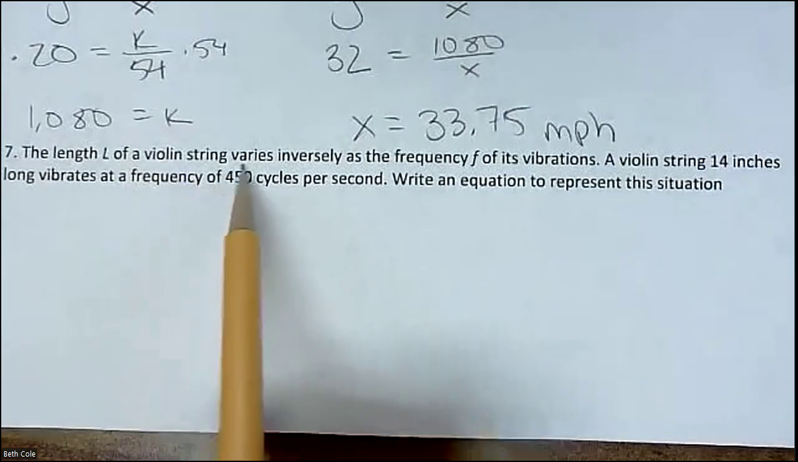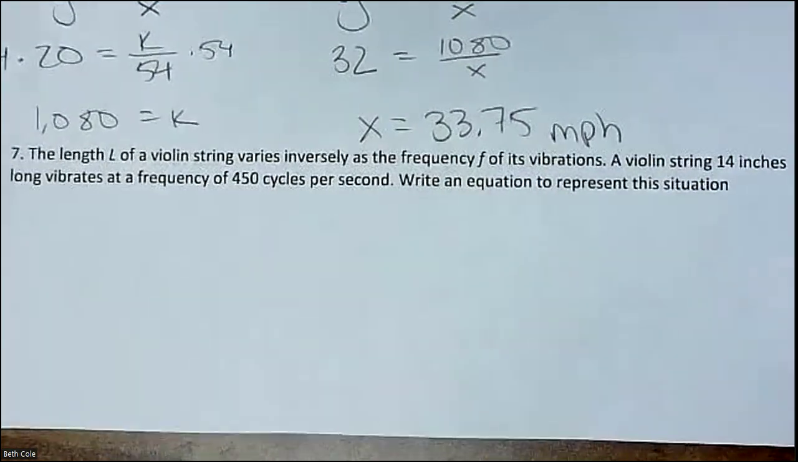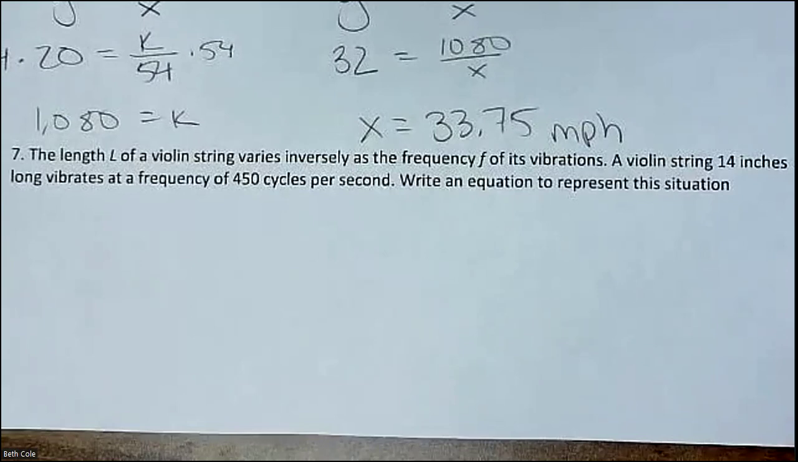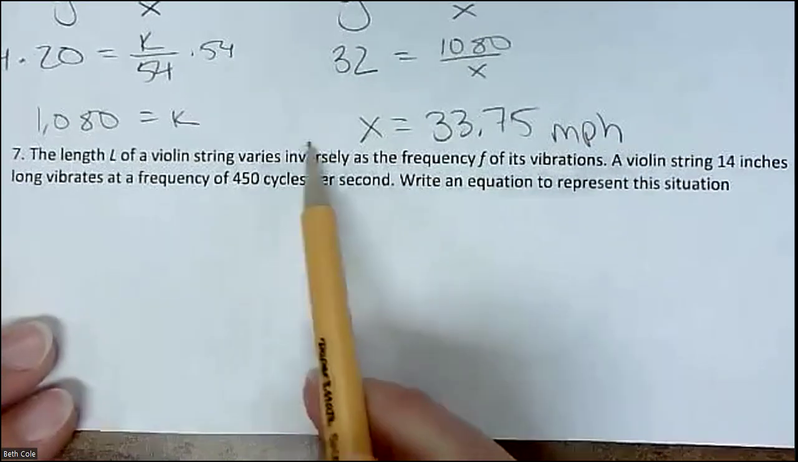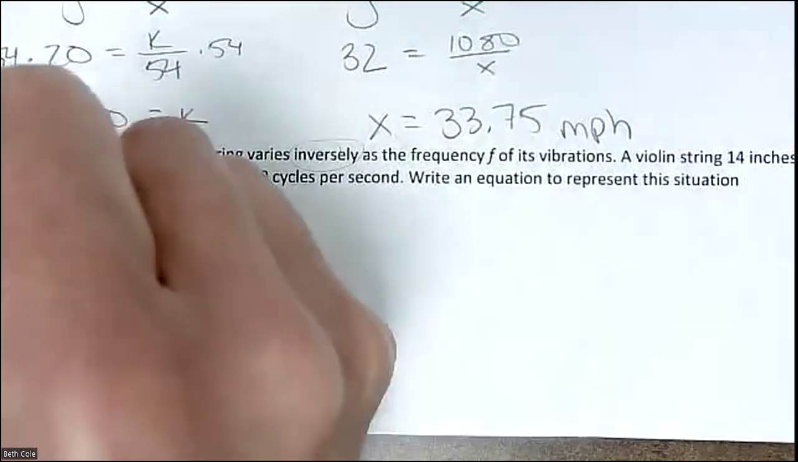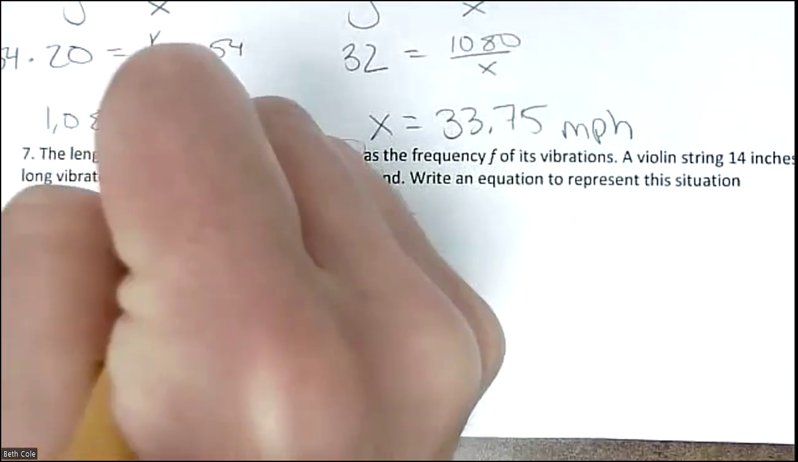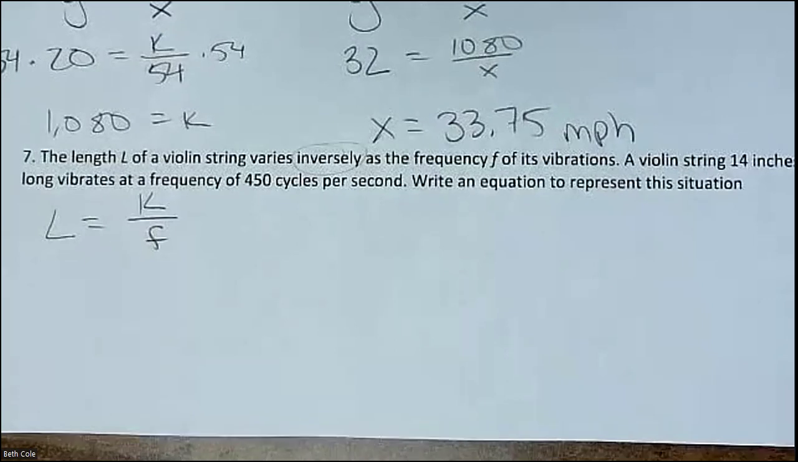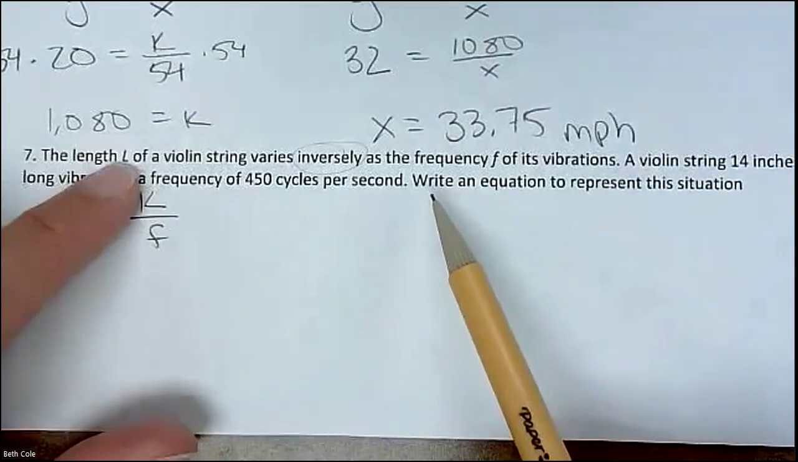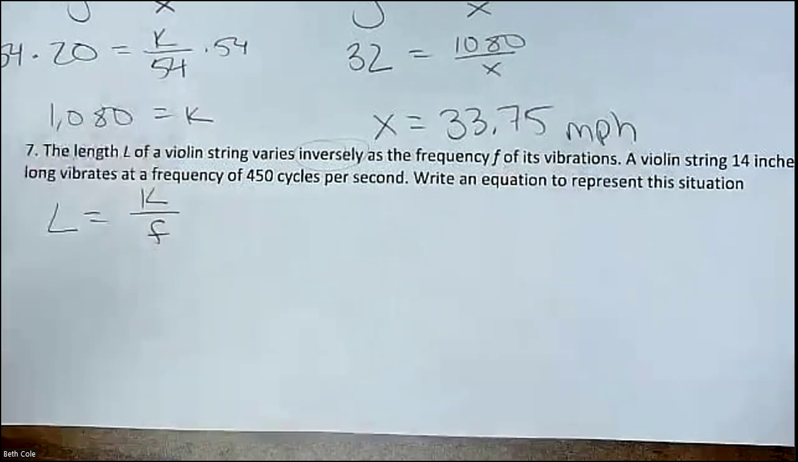The length of a violin string varies inversely with the frequency of its vibrations. I'm not going to pretend that I really understand that one. That's getting into music and physics. But I do know that inversely means it's going to be L equals K over F. If you want to write Y equals K over X, that's fine. But I'm just using the letters that are given in the problem. They said L for the length of the string and F for frequency.